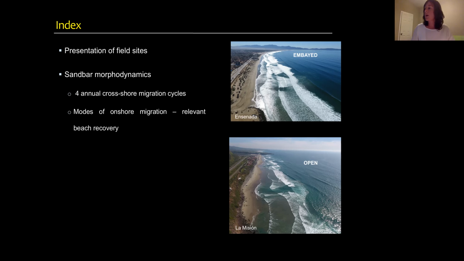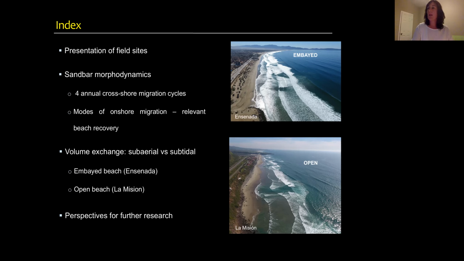These 2 aerial images were taken with the UAVs. The upper one is Ensenada Beach. Ensenada is an embayed beach. It's located within Todos Santos Bay, which is roughly 20 kilometers wide. And then I am also looking at La Misión, which is an open beach located farther north. I will then show some examples on the volume exchange between the subaerial and subtidal sections for these 2 sites, and finish up with some perspectives for further research.